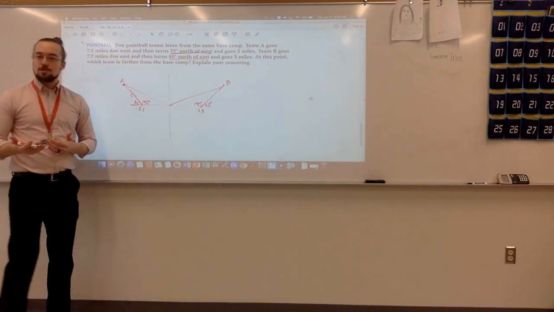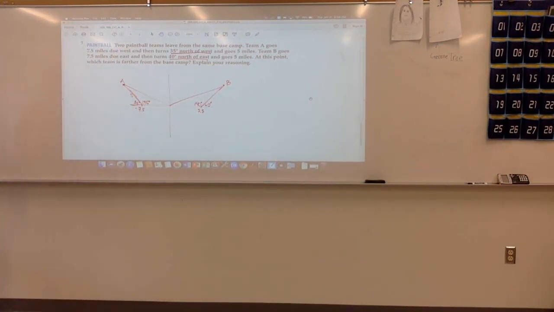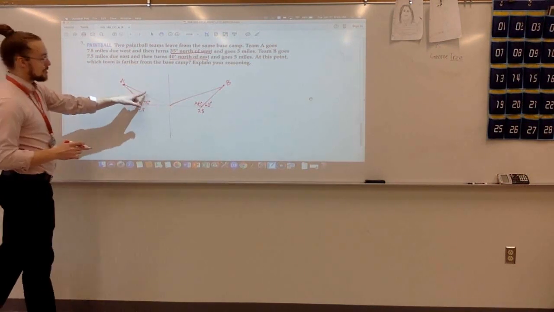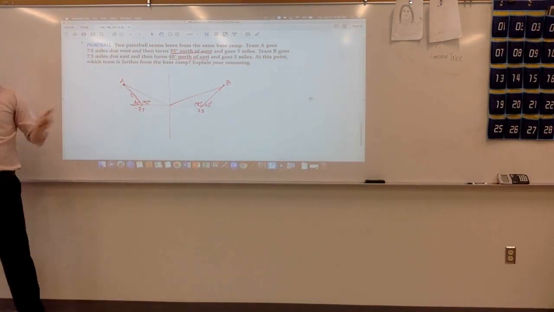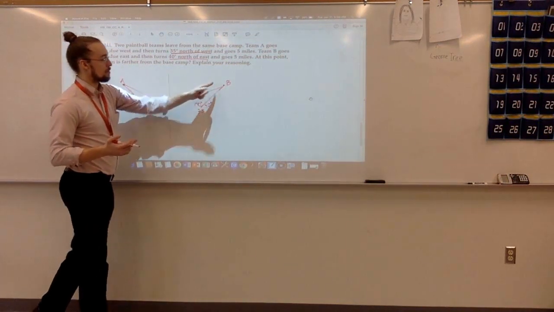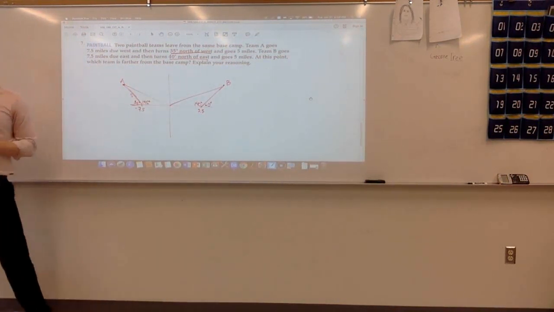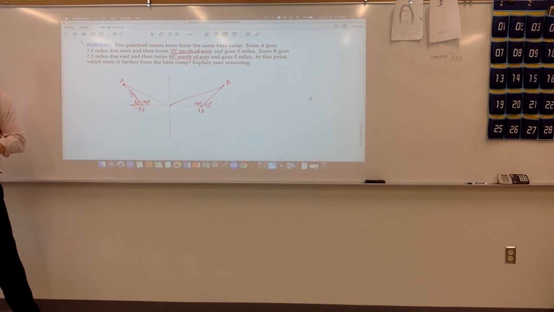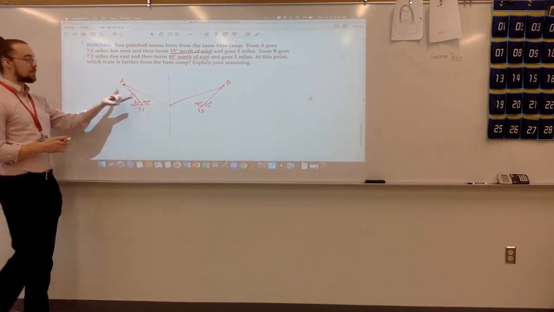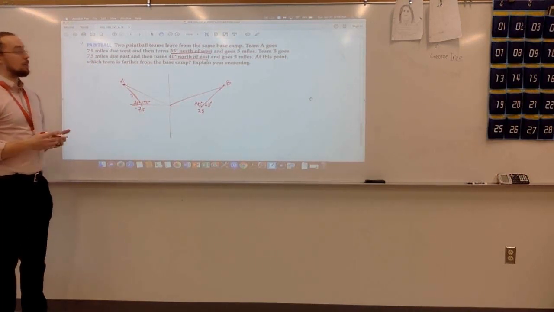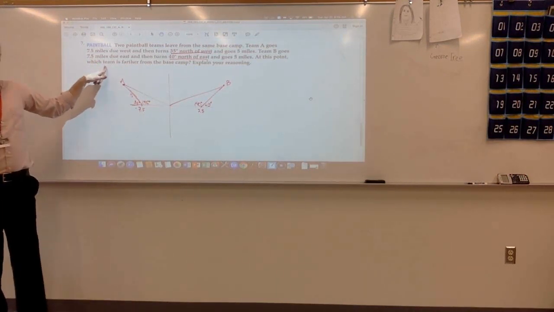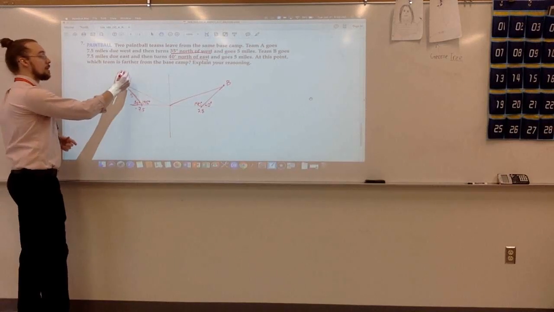So using this hinge theorem idea, which of these distances, or which of these sides of the triangle is greater? The one for Team A or the one for Team B? I think I heard some rumblings of Team A, right? Since this angle is bigger, this distance is bigger. Okay, so the answer, which team is further from the base camp, is Team A.